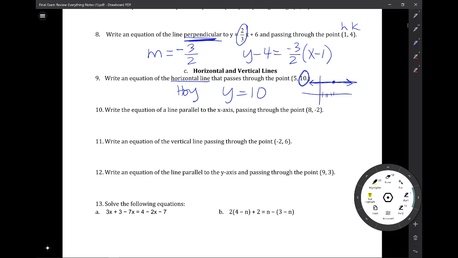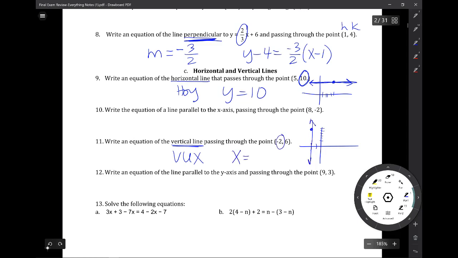Similarly, if I want to write, let's skip to number 11. It says write the equation of a vertical line. So we know vertical means VUX, standing for vertical, undefined, and an x equals equation. So if I plot the point (-2, up 1, 2, 3, 4, 5, 6), and it's vertical through that point, well, it should make sense that all I need is the x value of that point for it to be a vertical line.